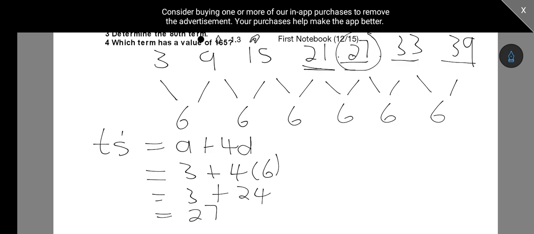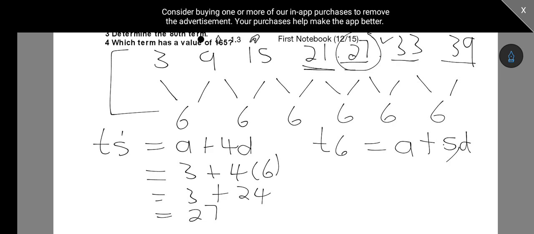You see, we've got 27 as well. But you have to do something that is easier for you. If you can't do it like this, then you can do it using the formula. Or you can also say that T6 is equal to A plus 5D.